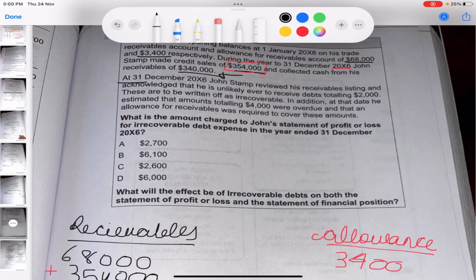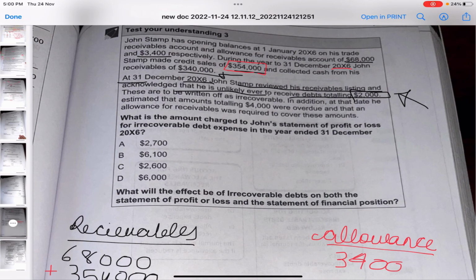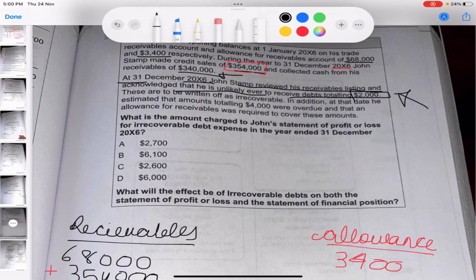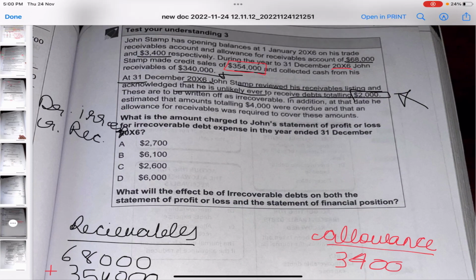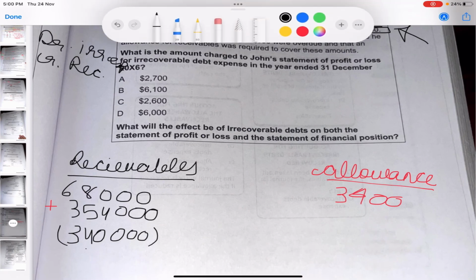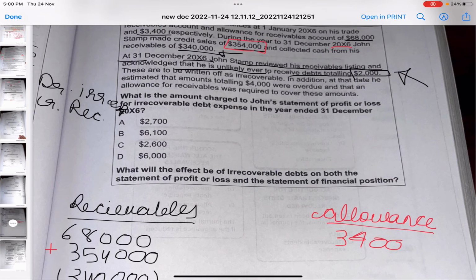At 31st December 2006, John reviewed his receivables listing and acknowledged that he is unlikely to ever receive debts totaling 2000. Okay. So he thinks that 2000 is his irrecoverable debt. So what happens whenever irrecoverable debt happens? What is the journal entry? You write it off. When you're writing it off, it's debit irrecoverable expense and credit receivables. So you are closing the receivables. You are reducing the receivables. So you are going to minus 2000 again. That is the entry. Next.